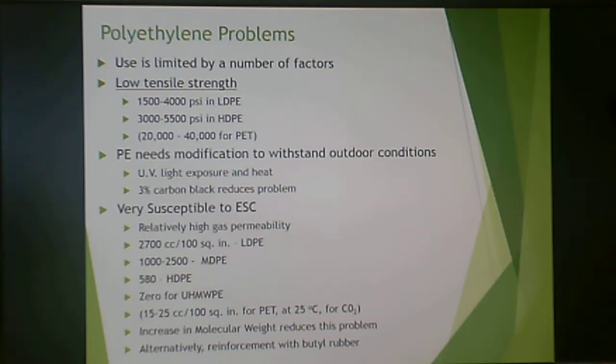It has relatively high gas permeability, so this increases the susceptibility to environmental stress cracking. If you increase the molecular weight of the polyethylene, that can reduce the problem somewhat. You can also reinforce it with butyl rubber, either through a blend or through a copolymerization with a little bit of butadiene, but it's still very susceptible. It's one reason why zip ties, which are primarily polyethylene, don't do so well for multiple seasons.